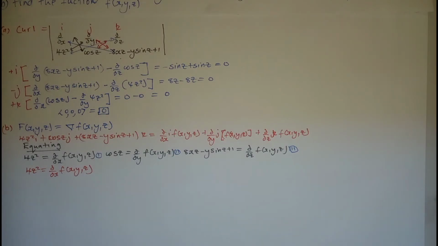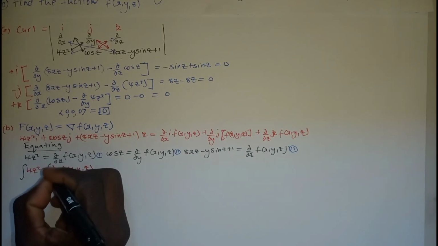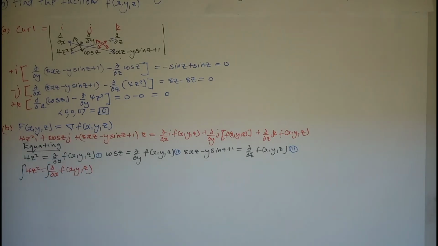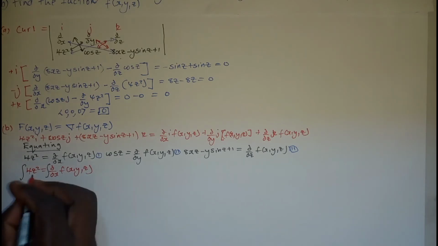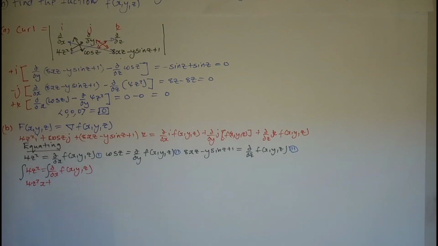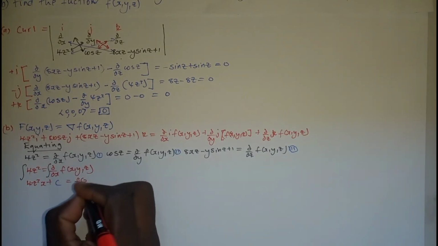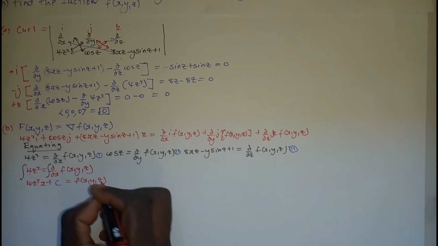Okay, so what I'm going to do here, this one is a simple differential equation, so that is the one I'm going to use. So I'm going to integrate both sides with respect to x. Okay, so if I integrate both sides with respect to x, what I'm going to have is 4z squared, and I'm going to put in x here, plus a constant, this is going to be constant c, and here I'm going to have f of x, y, z.